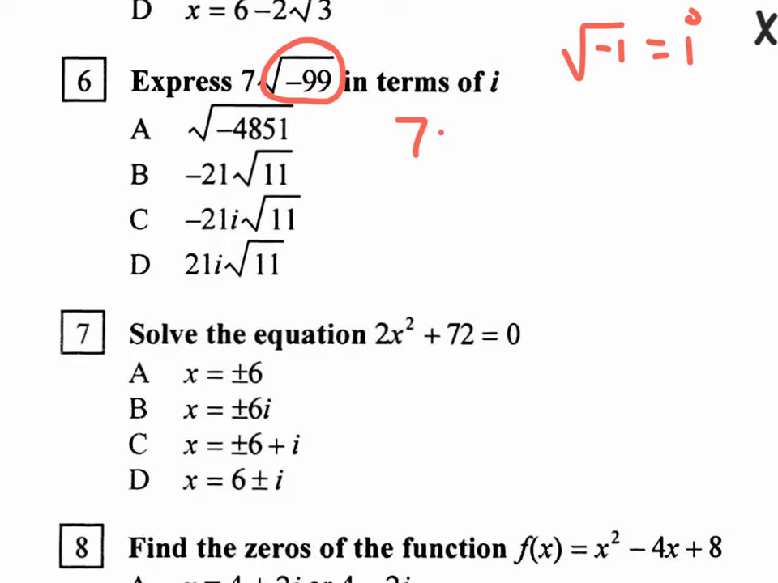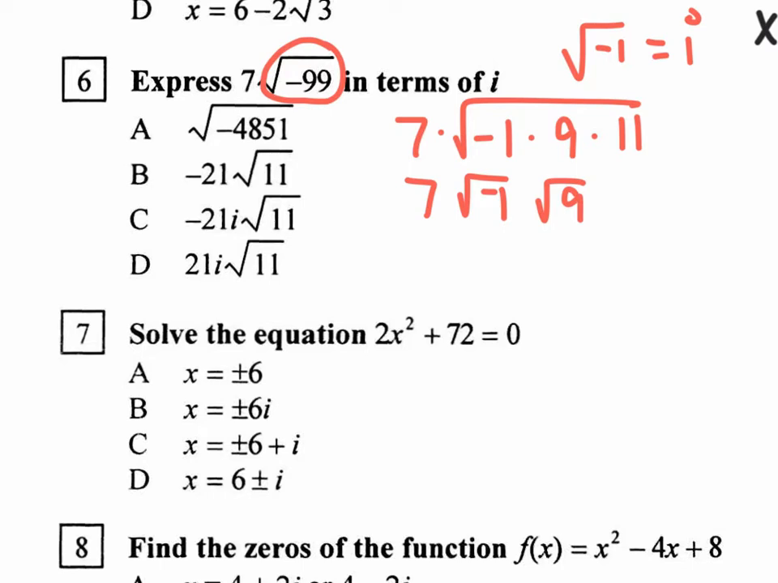But the square root of negative 99, I'm going to rewrite it as negative 1 times 9 times 11. Now, you're probably thinking, why do I want to rewrite it like that? Well, when you break it down, the square root of negative 1 is what? i. The square root of 9 is what? 3. And the square root of 11 cannot be broken down, so it stays the square root of 11. So it's just a question of simplifying here. We said 7 times i times 3 with the square root of 11 at the very end.